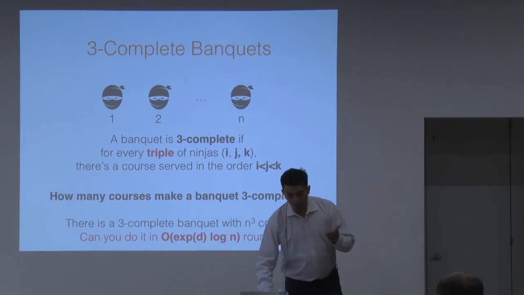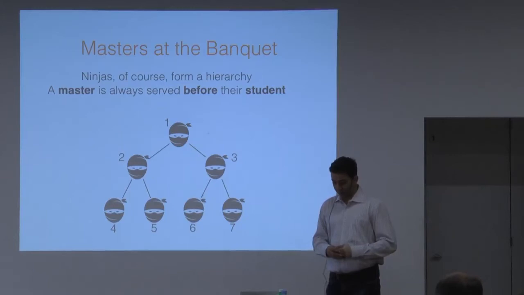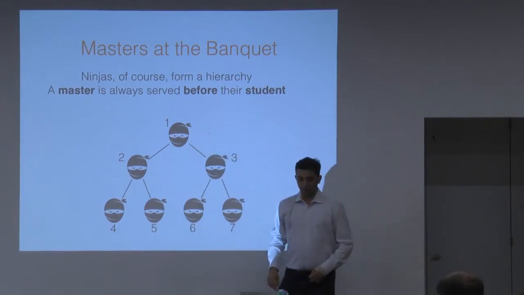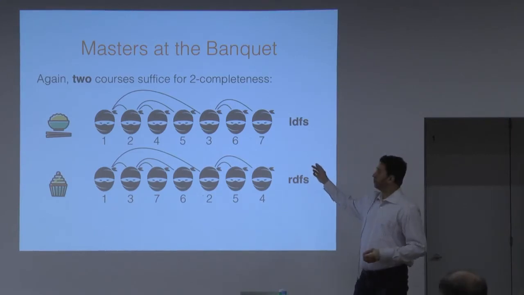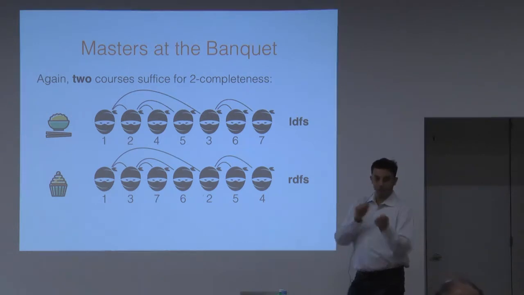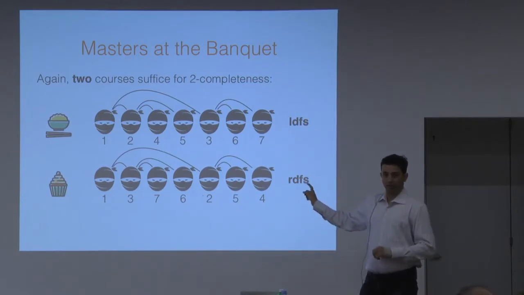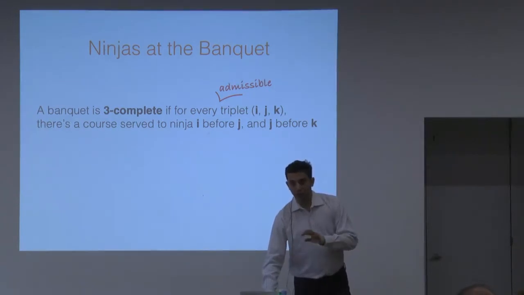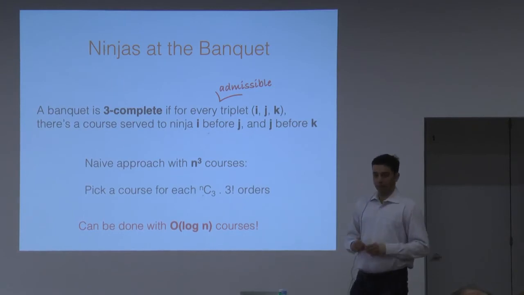Of course, you can make this problem a little bit harder by having the hierarchy of ninjas, where the master always gets fed before the student, right? And so you can imagine that these ninjas are arranged in some partial order, and if you're higher in the partial order, you get fed first. So now with pairs of ninjas, again, 2 courses suffice, because you can imagine that you have this tree, if the hierarchy is a tree. If you have this tree, then you can just do a left-first depth first search, and then a right-first depth first search. And again, you can show that for every possible I, j, there is an ordering where I is before j, and another where j is before I, if that is allowed by the hierarchy. And you can generalize this to say for every admissible triple, there should be a course that's served in that order. Again, the naive approach is polynomial, so n to the d in general, but as we shall show, you can do this in log n rounds.